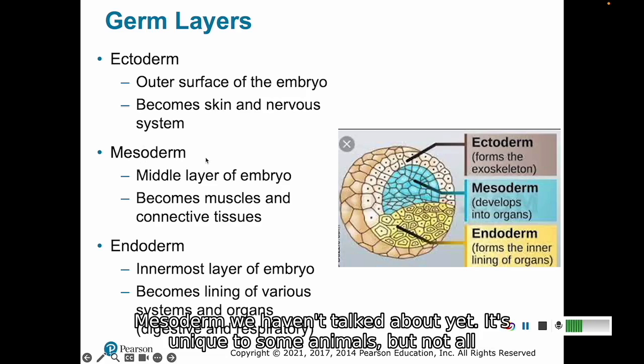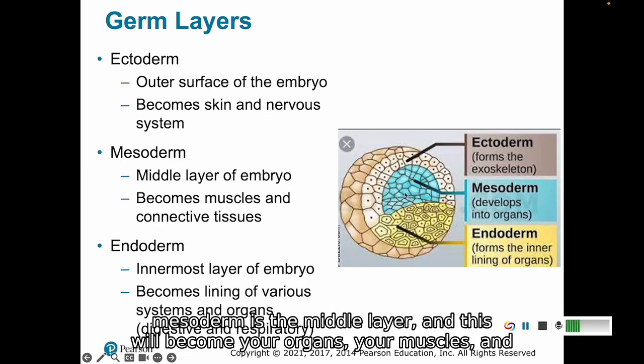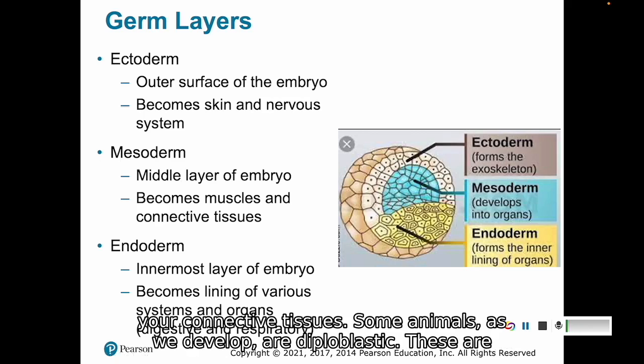Mesoderm, we haven't talked about yet. It's unique to some animals, but not all animals have a mesoderm. I think of M for meso, M for middle. The mesoderm is the middle layer. And this will become your organs, your muscles, and your connective tissues.